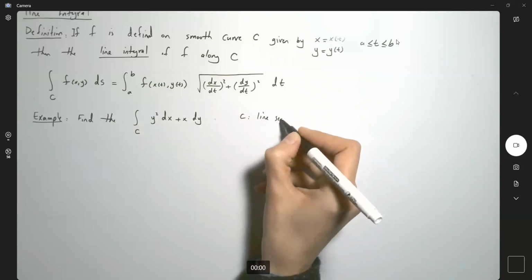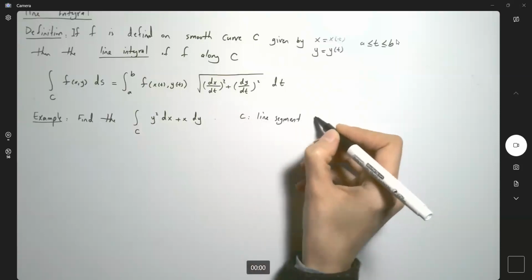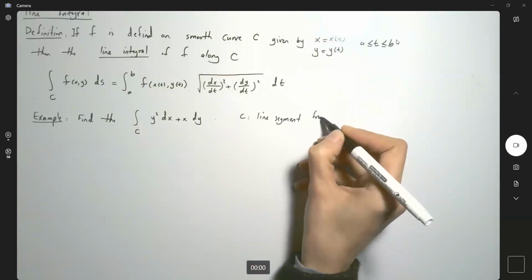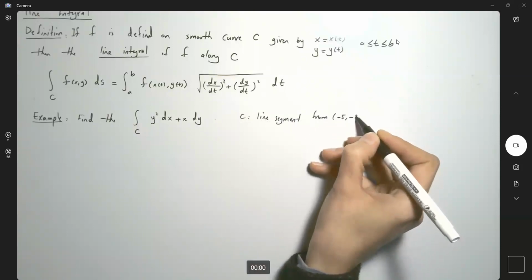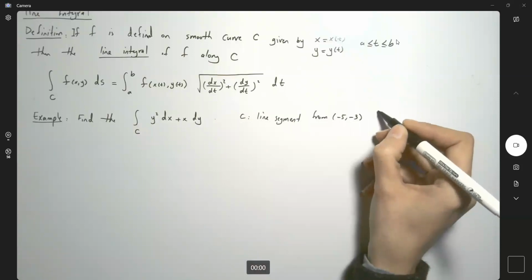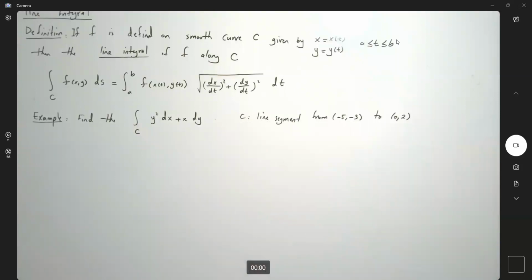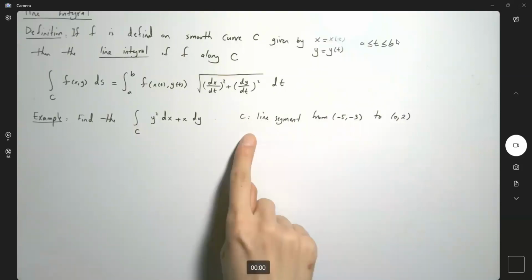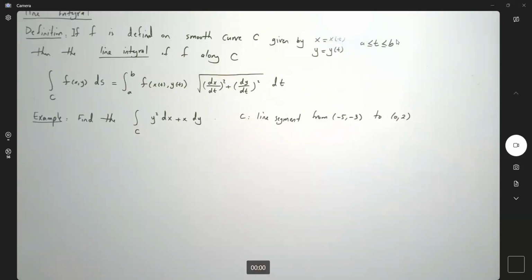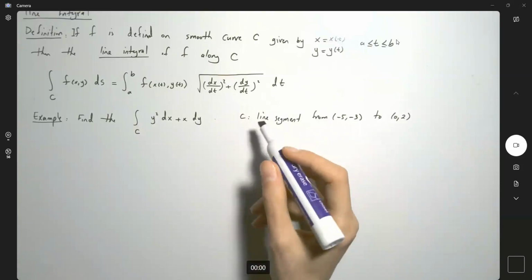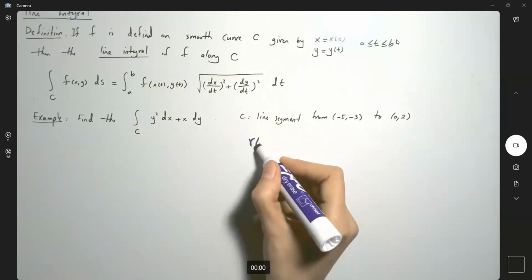line segment from the points -5 and -3 to stopping point 0 and 2. So since you have a line segment, we are going back to elementary calculus. We had a nice formula for a line segment.